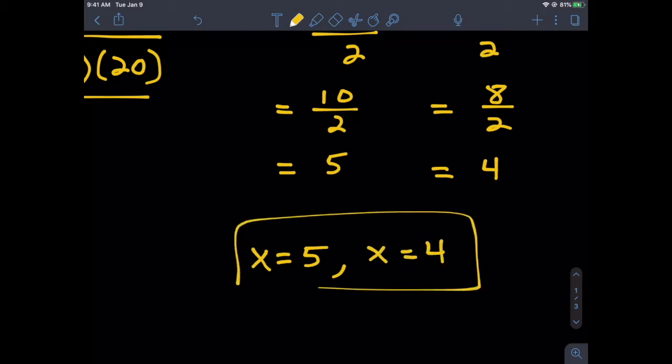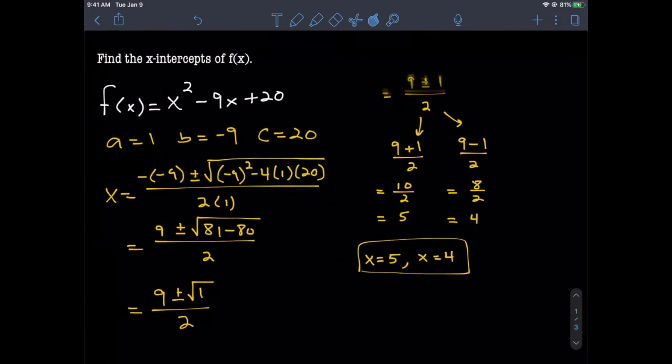Now this is not a drill, folks. Anytime you're writing your answers, please be sure to put an x equals in front of it. That lets people know you understand exactly what you're looking for. And with that said, we can move on to our next example problem.